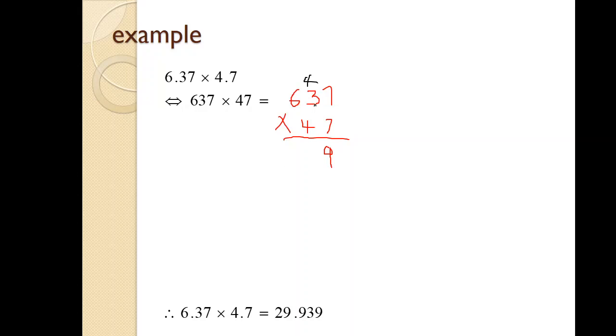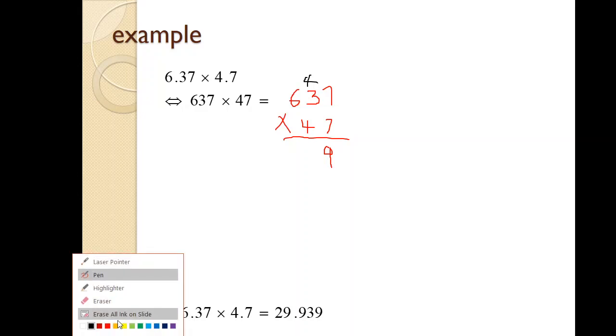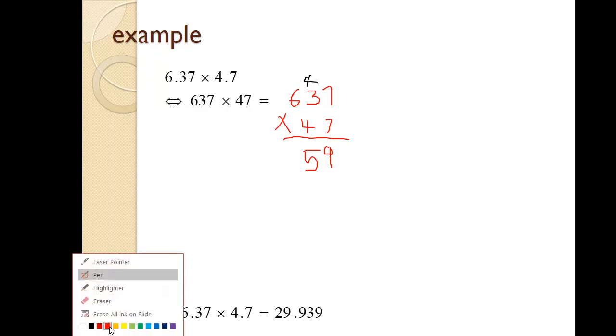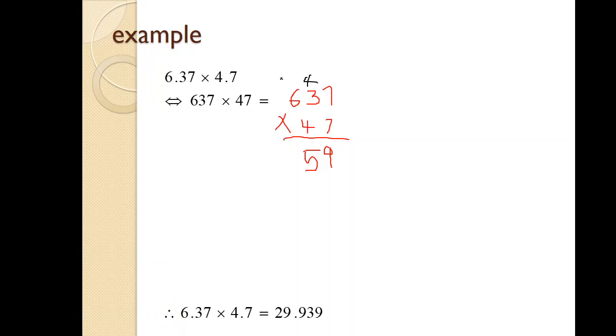Then you go to 3. Say 3 multiplied by 7. Now 3 multiplied by 7 gives you 21. Then you add this 4 on top. 21 plus 4 gives you 25. Again, you only write down the last digit. Then the 2 you give away to the next digit, which is 6. On top here, you put the 2.